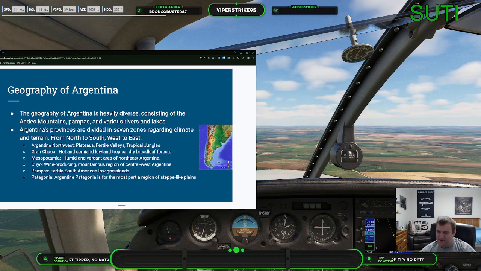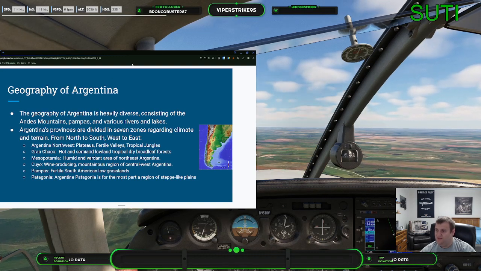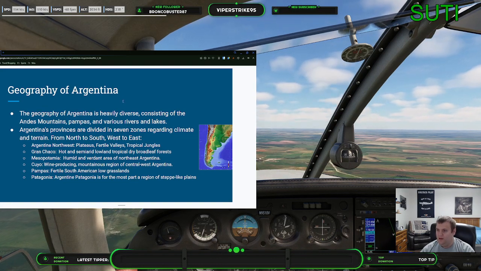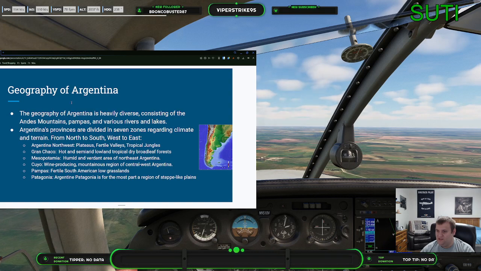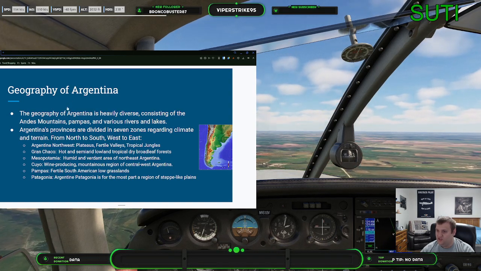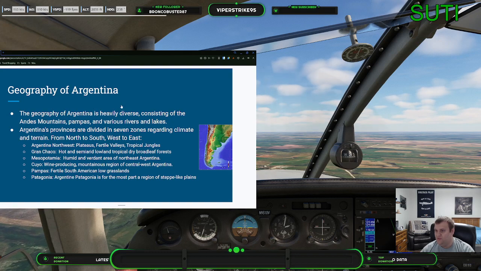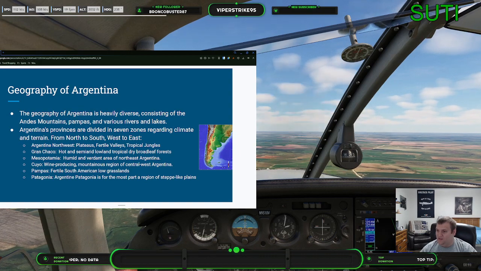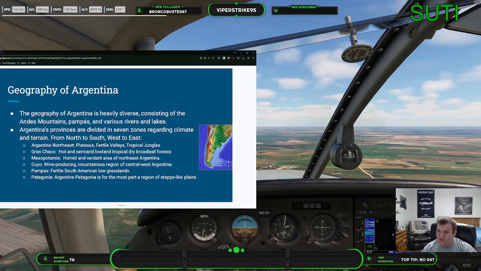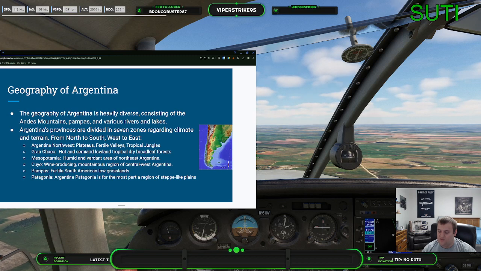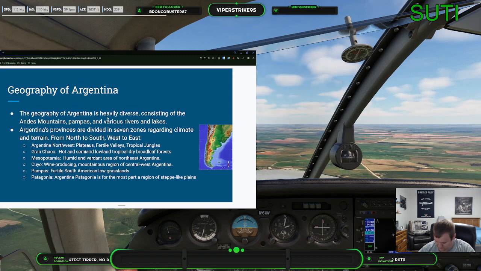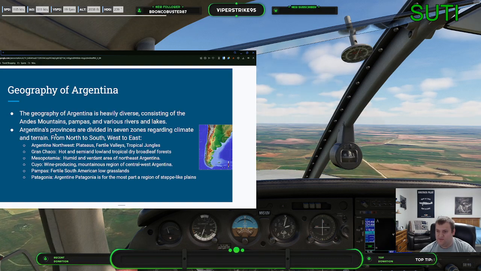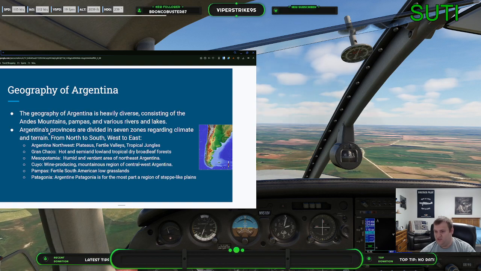Well, let's talk about the next thing about Argentina, and that is Argentina's geography. Argentina is the second largest country in South America after Brazil. It's bordered by the Andes in the west, and some of its neighboring countries include Chile, Bolivia, Paraguay, Brazil, and Uruguay. It has a total area of 2.78 million square kilometers, and it also has a population of 46 million, which is the world's 31st most populous nation.